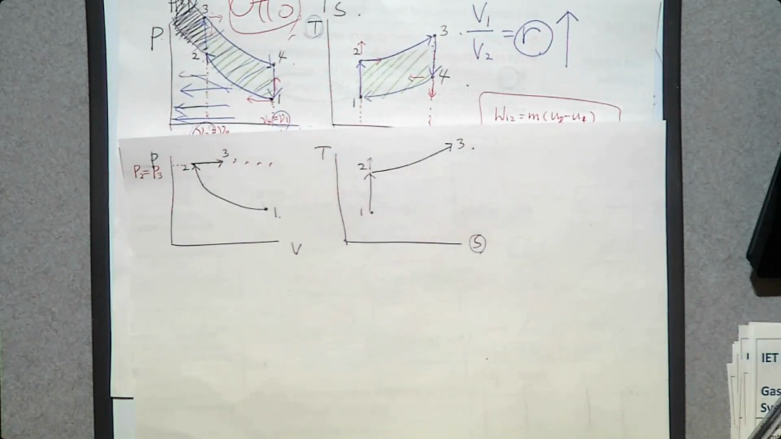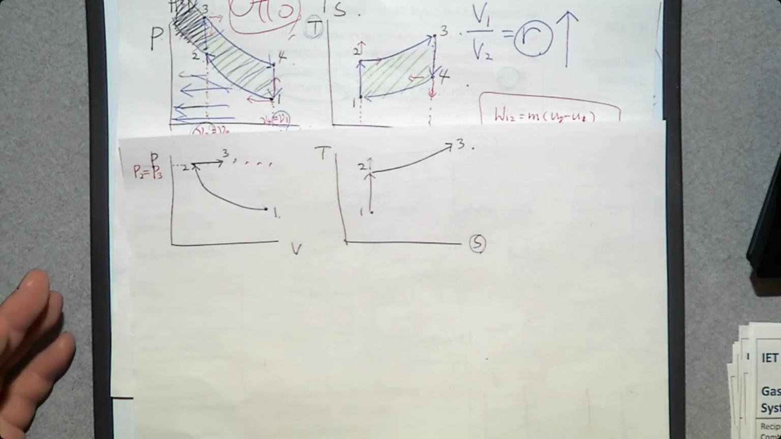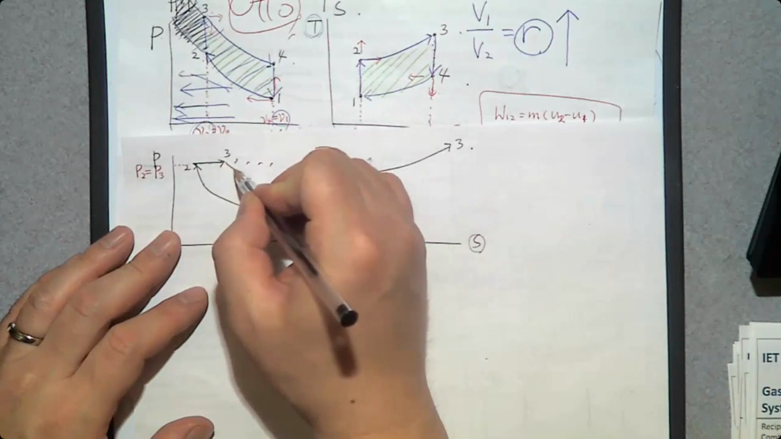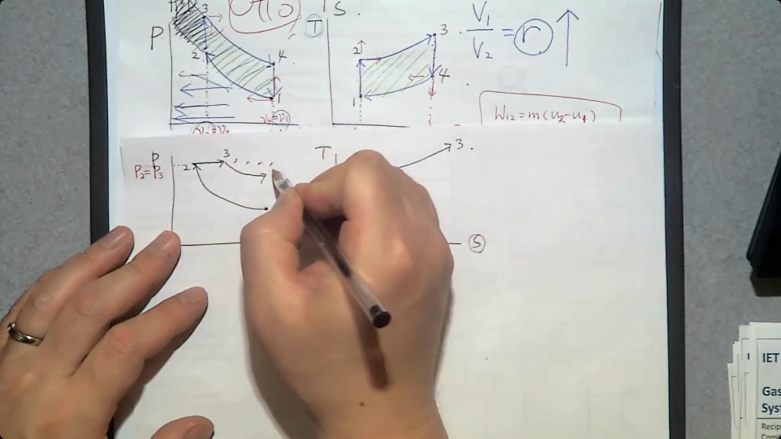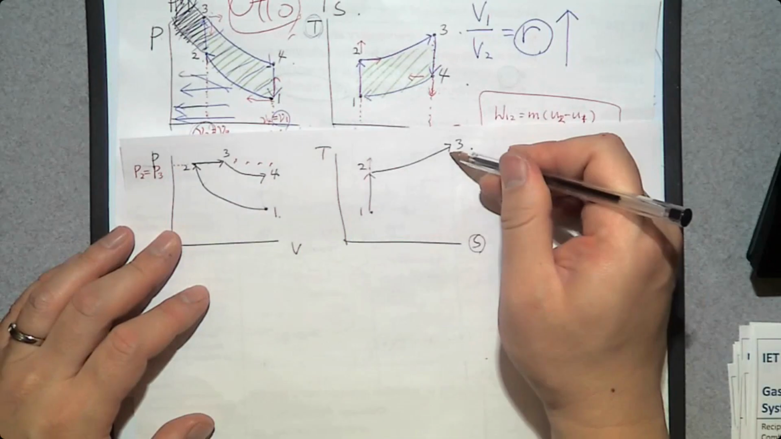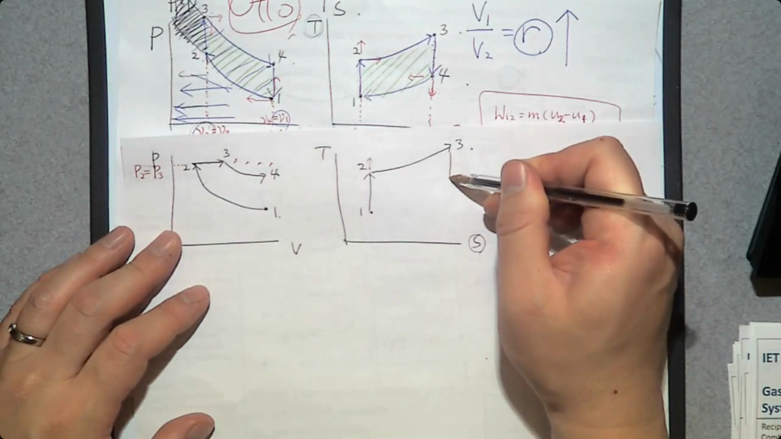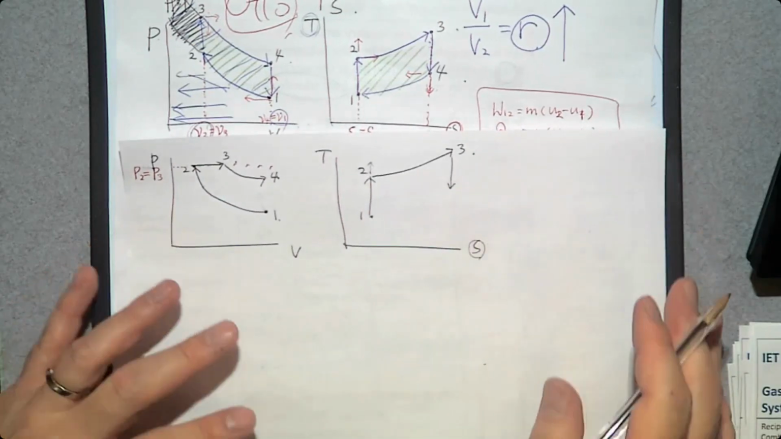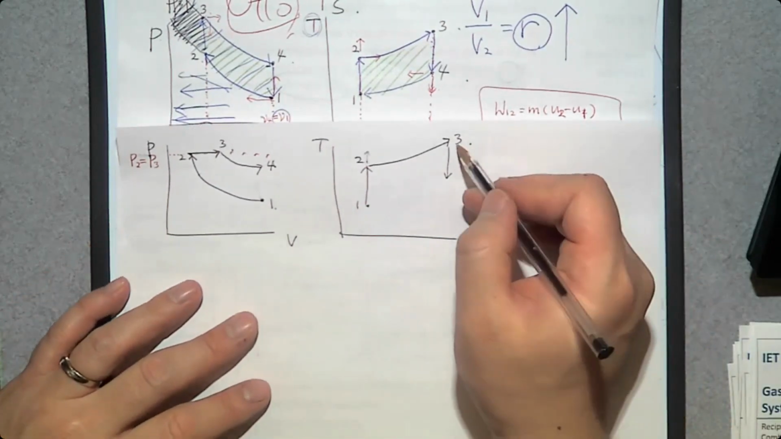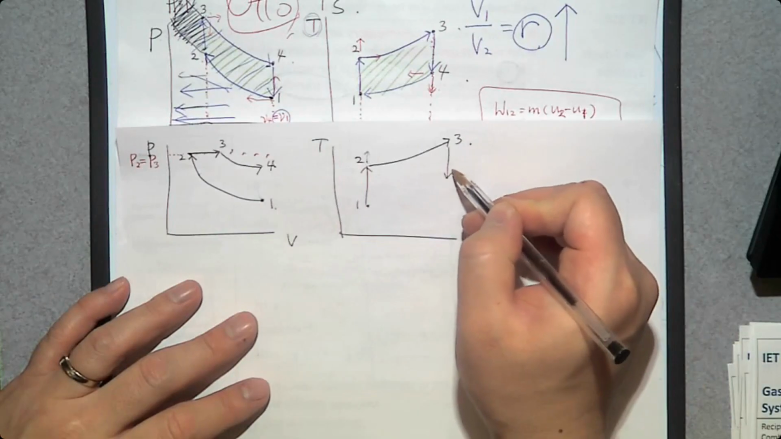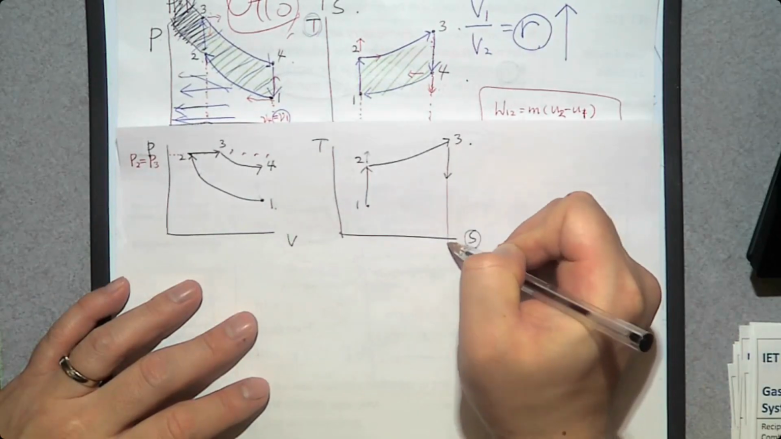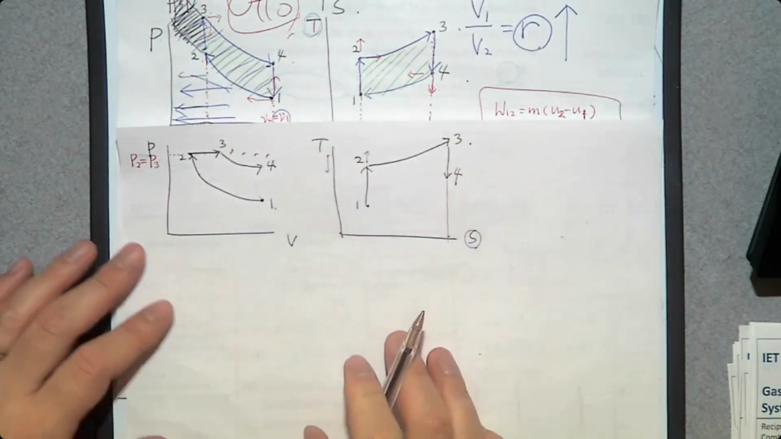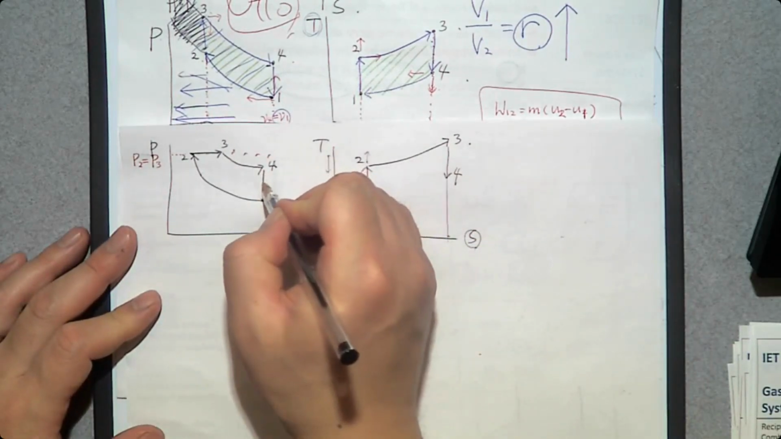Then we have isentropic expansion. So it's an expansion process, pressure goes down, but volume goes up, to number 4. Isentropic: entropy S remains constant. Since it's an expansion process, temperature goes down. That's number 4. And finally, constant volume heat rejection.